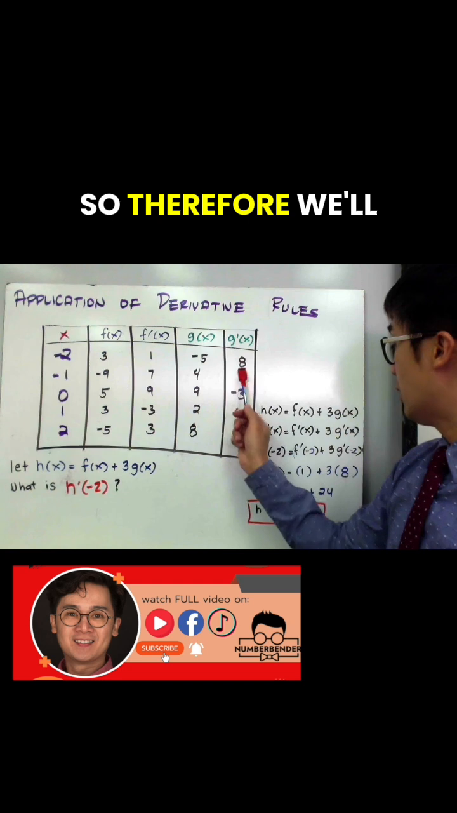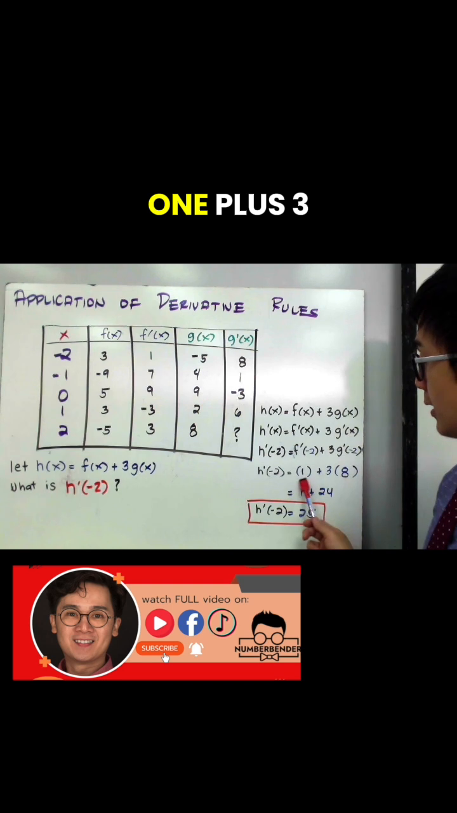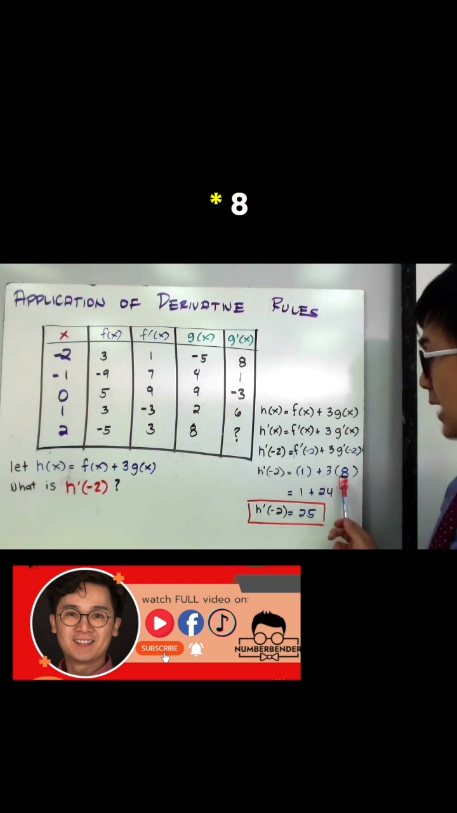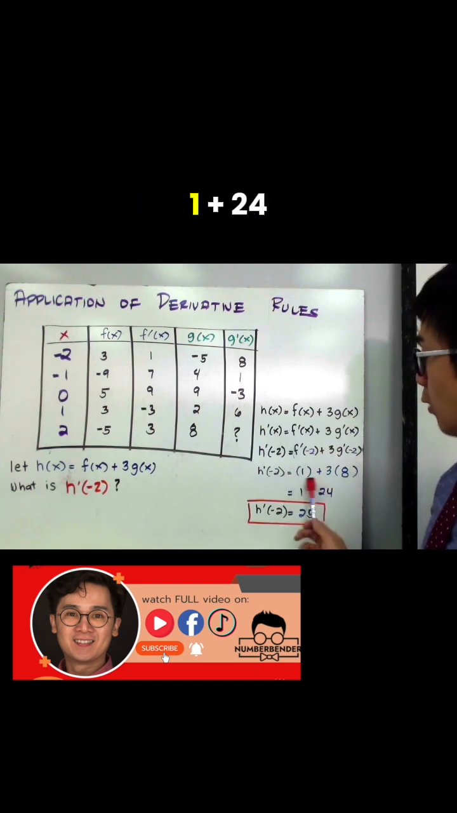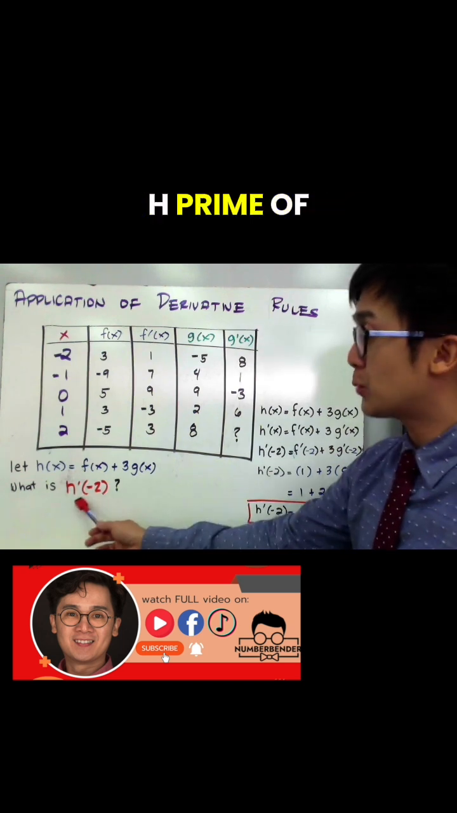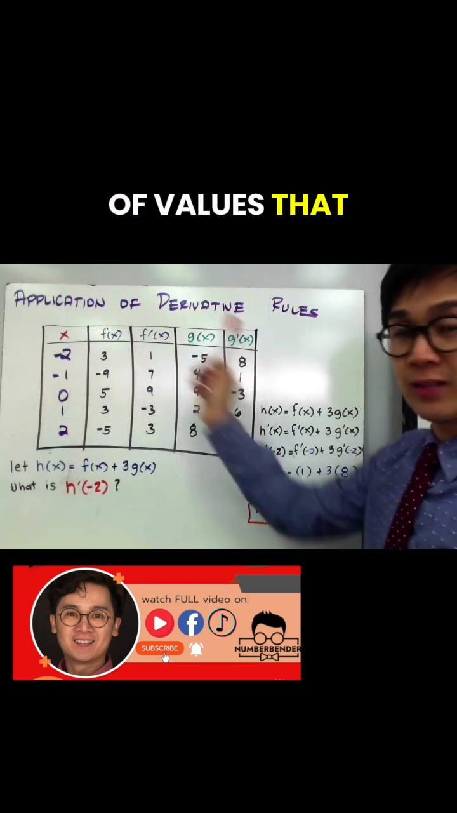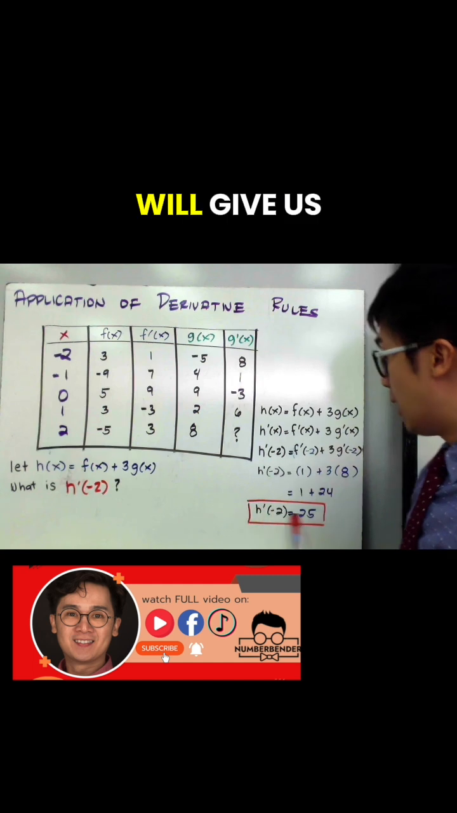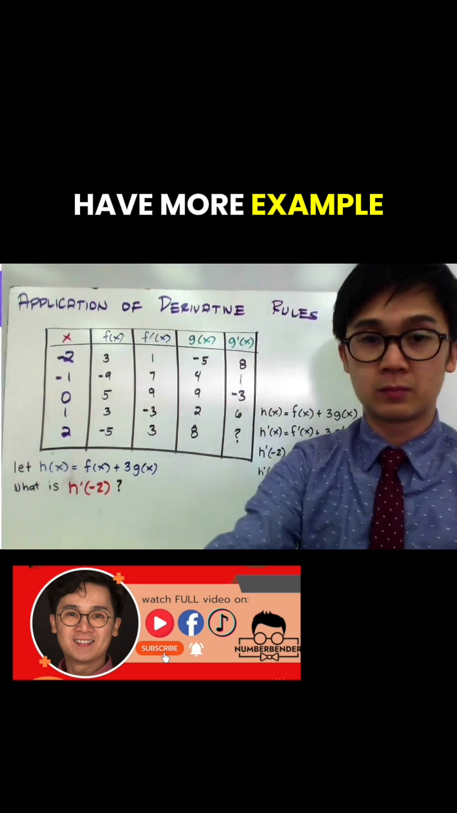So therefore, we'll have h prime of negative 2 is equal to 1 plus 3 times 8. And by simplifying our expression here, 1 plus 24 will give us 25, and therefore h prime of negative 2, using our table of values that is given in the problem, will give us 25. Now let's have more examples.